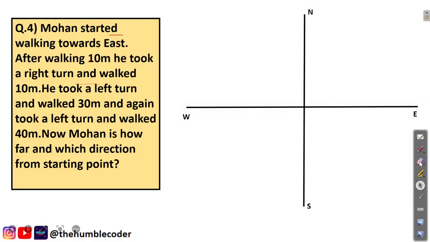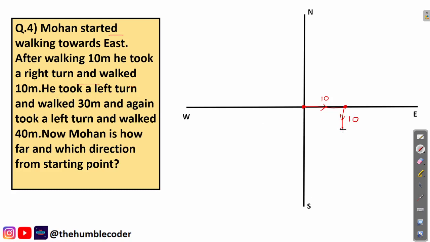Question number 4. Mohan started walking towards east. After walking 10 meters, he took a right turn. So Mohan is at this point. He walks 10 meters in the east direction and then he stopped, and then he took a right. After walking 10 meters, he took a right turn and walked 10 meters again. So right turn will be in this direction. He took a left turn and walked 30 meters.